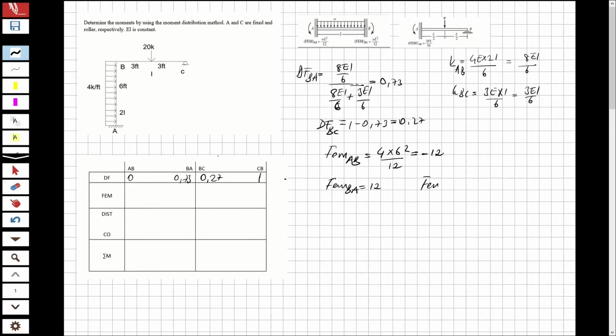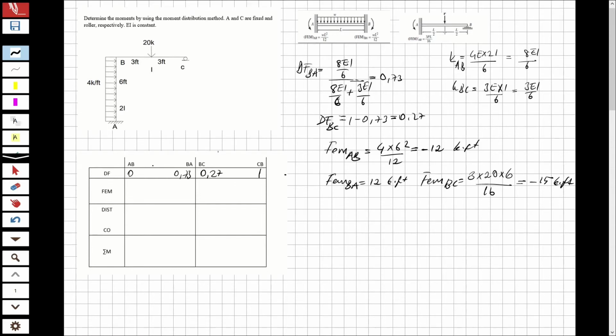For the fixed end moment from B to C, that will be 3PL over 16, which is 3 times 20 times L, which is 6, over 16, and that will be equal to minus 15. Now I have my moments, so I'm going to write them on the table and solve the question.